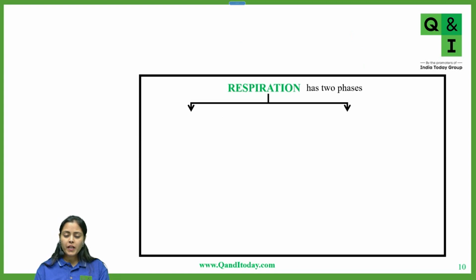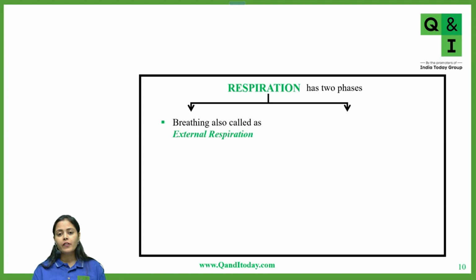Now, respiration has two phases. So now we have understood that breathing is a part of respiration. The actual respiration is occurring inside the cells. We are calling it cellular respiration. Based on this, we have classified two different phases of respiration. One is external respiration. External respiration simply refers to the breathing process.